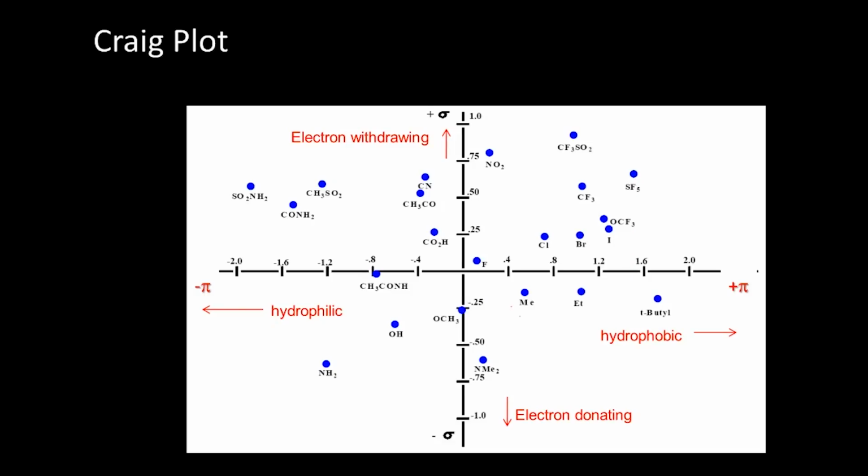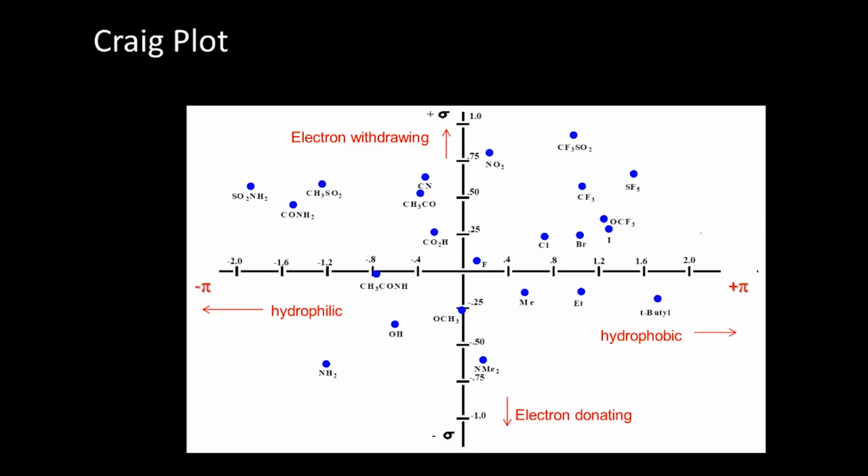So this is electron withdrawing. So here we have the electron donating. Here it's more hydrophobic. Here it's more hydrophilic. So if you have say COOH, it's hydrophilic, and then it's also electron withdrawing. If you look here, this is a hydrophilic OH, and it's electron donating. So this is a very interesting plot. So we can decide which substituent to put into our parent molecule for our studies.